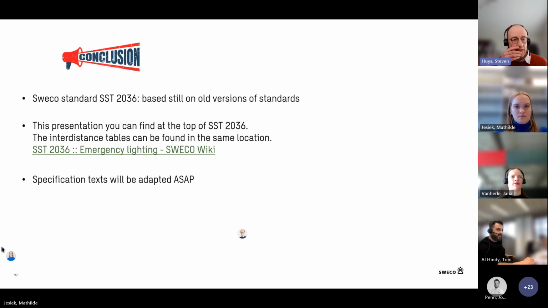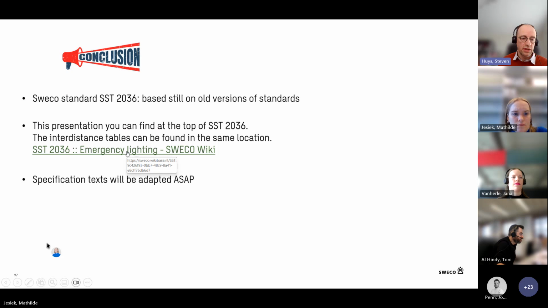Okay. Then, the Sweco standard on the wiki page is still based on the old version, of course. There is an elaborated text on it. Some things are still okay, but other things, of course, have changed. That's also the reason why we made this document. And this presentation and also the interdistance tables you can consult on the Sweco standard wiki page.